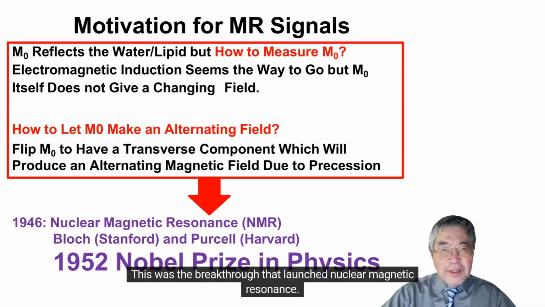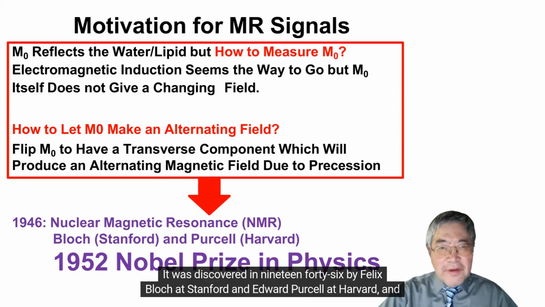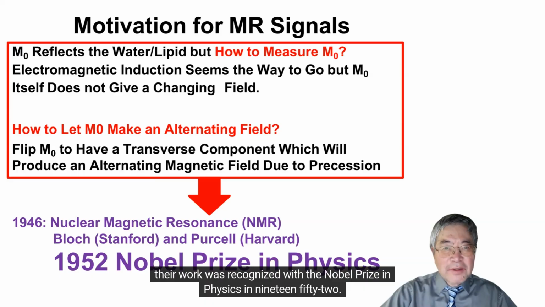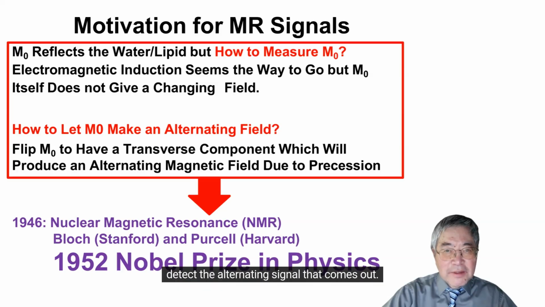This was the breakthrough that launched nuclear magnetic resonance. It was discovered in 1946 by Felix Bloch at Stanford and Edward Purcell at Harvard, and their work was recognized with the Nobel Prize in Physics in 1952. So the essential trick is: flip the net magnetization, create a transverse component, let it precess, and detect the alternating signal that comes out. This is the foundation of MRI signal generation.